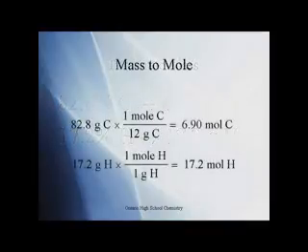After converting our percent to mass, we then take the mass and convert to moles. So we take our 82.8 grams of carbon times the conversion factor of 1 mole of carbon for every 12 grams of carbon. That gives us 6.90 moles of carbon. Our 17.2 grams of hydrogen times 1 mole of hydrogen over 1 gram of hydrogen is equal to 17.2 moles of hydrogen. If converting to moles is problematic for you, there is a video podcast called Moles and Mole Conversions that deals with this specifically. You may want to go back and review that.